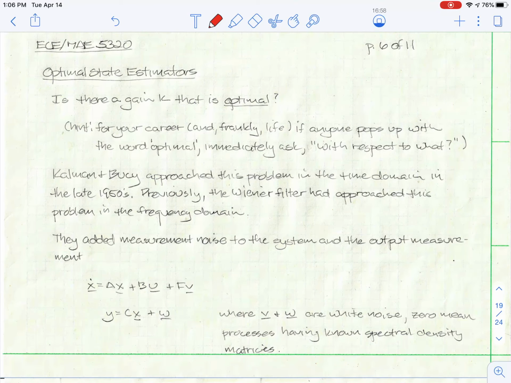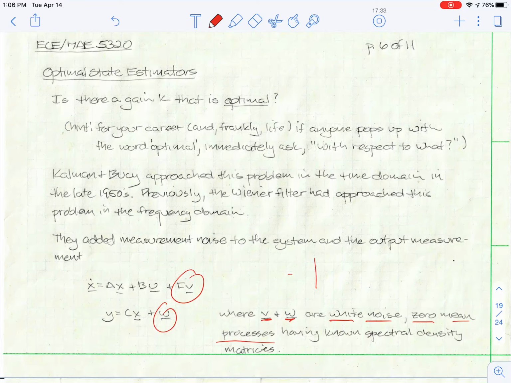But Kalman decided to approach it from a discrete time domain approach. And the filter I'm going to show you, however, is going to be a continuous time domain Kalman filter, because you can find discrete Kalman filter information everywhere. And so what they did is they said, well, if we have noise added to the system where V and W are white noise, zero mean processes.